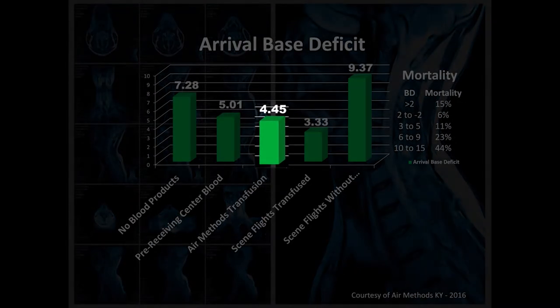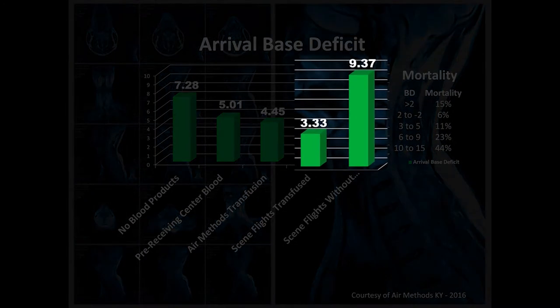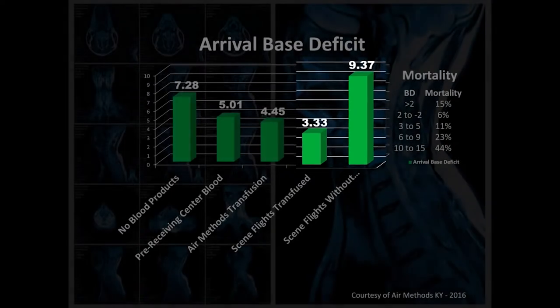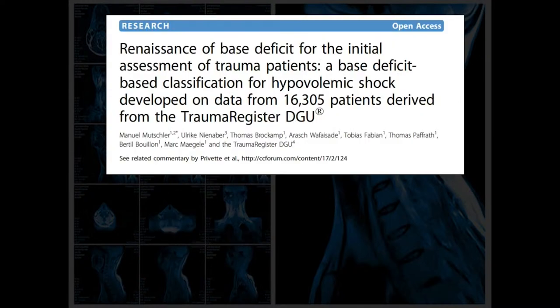4.45. Seen flight transfused, so this is earlier intervention, 3.3. So that's a big difference. And then seen flights without. And so notice that seen flights with, 3.3. Seen flights without, 9.37. If you go over to our mortality chart, that is a mortality greater than 23% in those patients. That's pretty significant. So let's look at another data point.